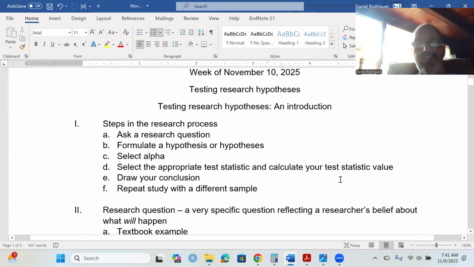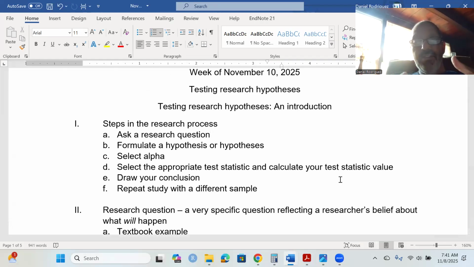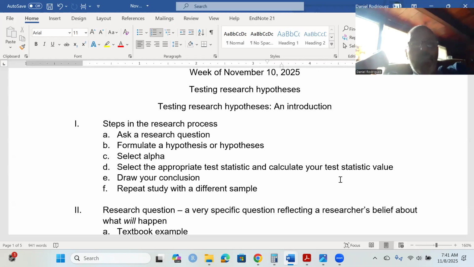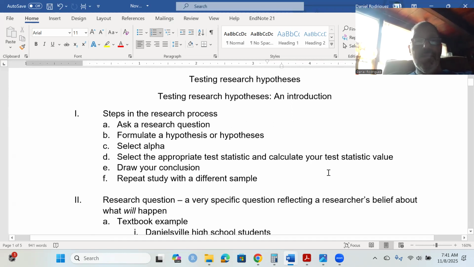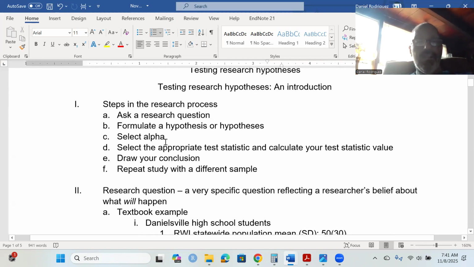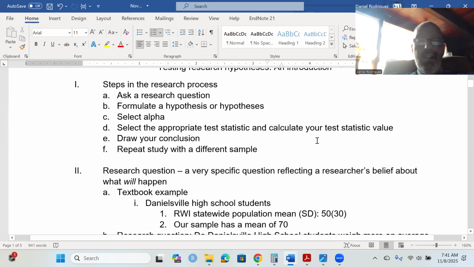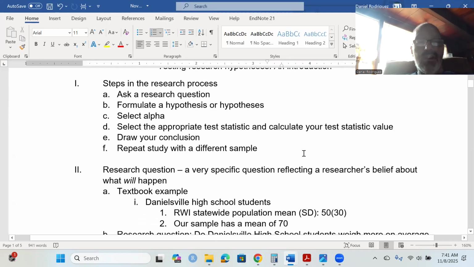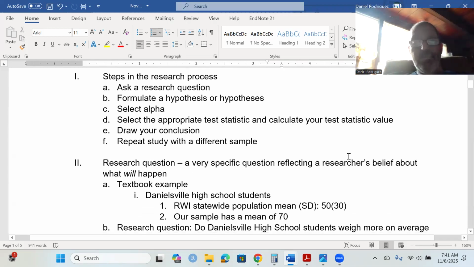So I mentioned you can actually test research hypotheses using the confidence interval, where you can compare your sample to the population to see if there's a difference. That was the last thing I just talked about. But when we do hypothesis testing, we generally use confidence intervals to supplement what we're doing, not necessarily to replace a statistical test. So let's look at the steps in the research process. We ask a research question, we formulate a hypothesis or hypotheses, we select our alpha, we select the appropriate test statistic and calculate the test statistic value, draw a conclusion, and then repeat the study with different samples because of what I talked about with the sampling distribution.